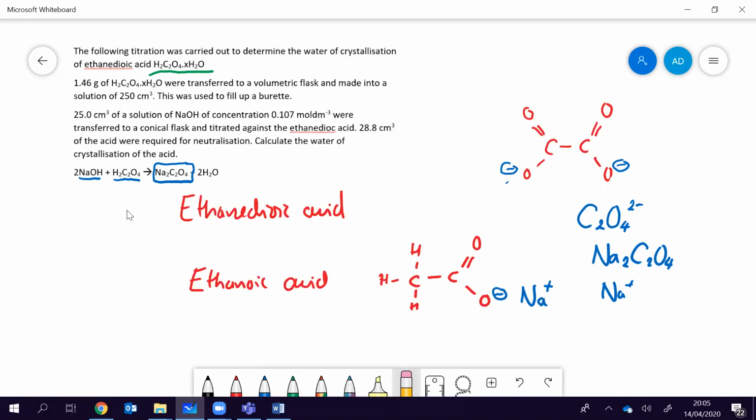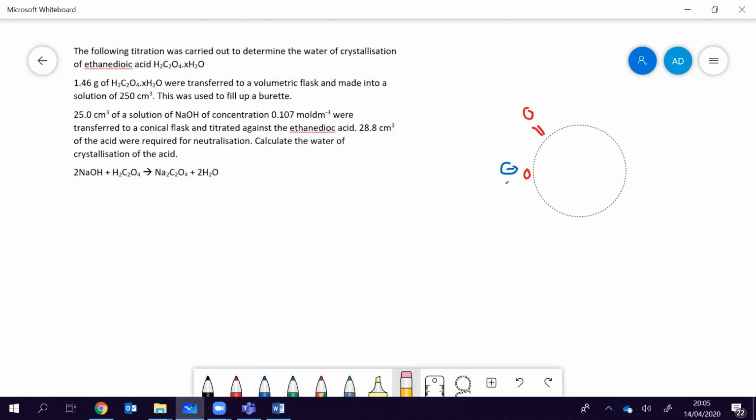So that's a bit of background about what ethanedioic acid is. You might actually remember the dioic acids were used when you form polyesters. You might remember that from year 11. Okay, so let's have a look here then.